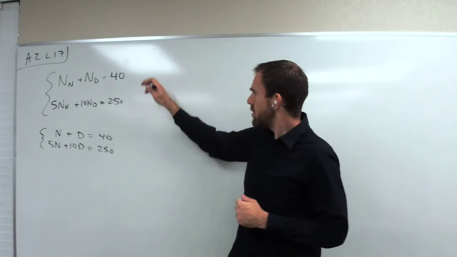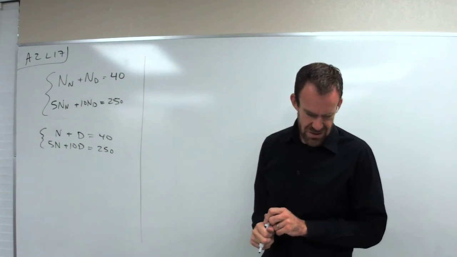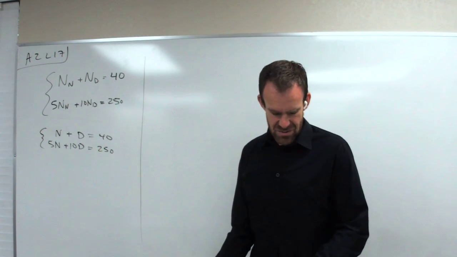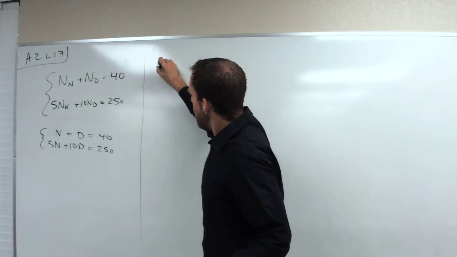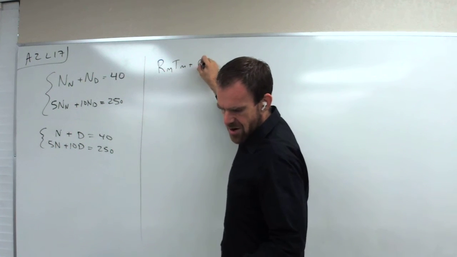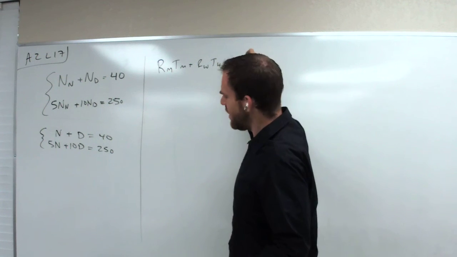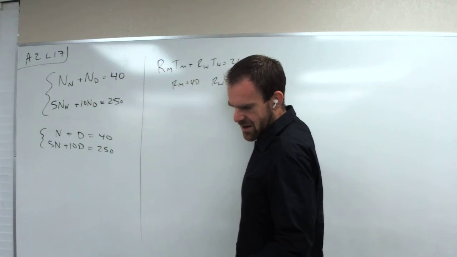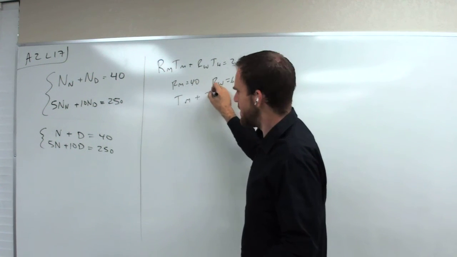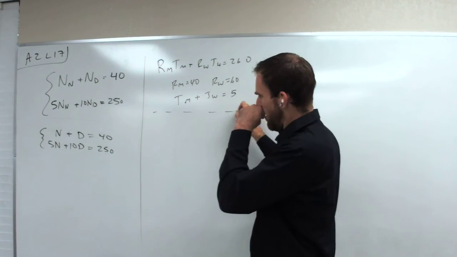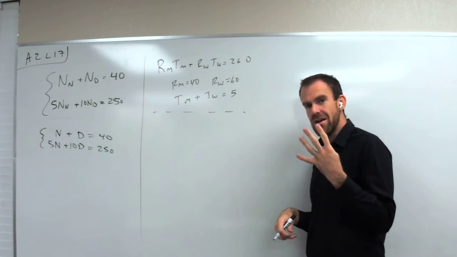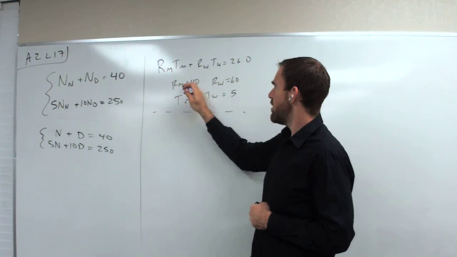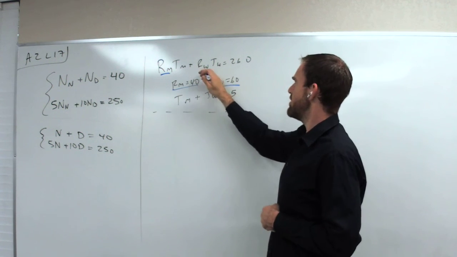Now moving on, we have angle relationships today. So actually we do need to solve this problem here, which is quite gross. So we have RMTM plus RWTW equals 260, and they give us RM is 40, RW is 60, and TM plus TW equals 5. How would you solve that? Well, you have four equations and you have four variables, but luckily for you, two of those are already solved for. RM is solved for, and RW is solved for.